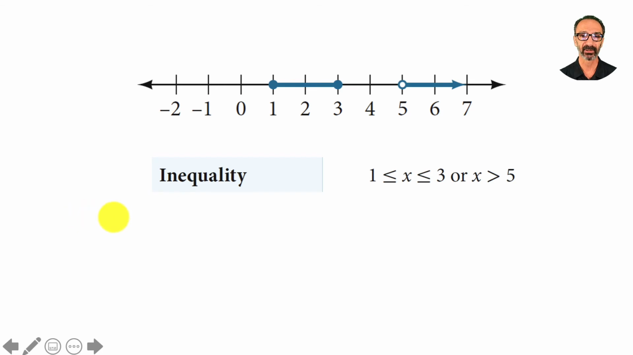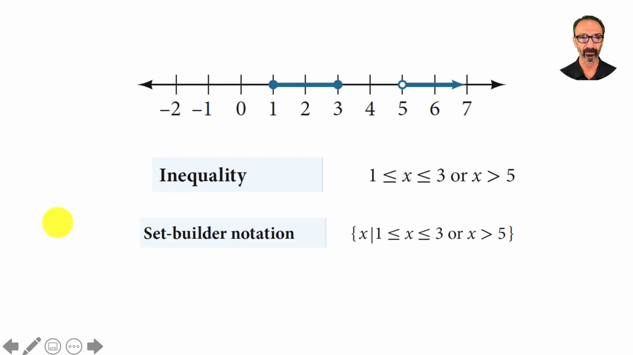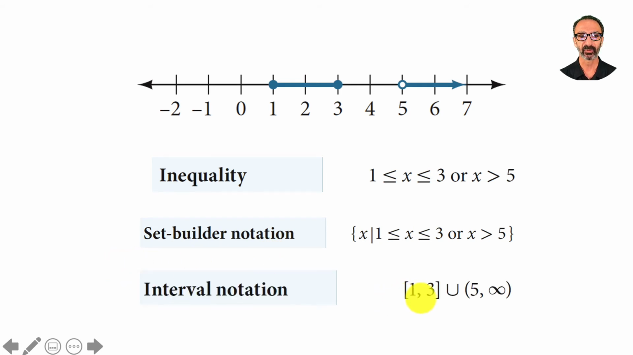As a set builder notation, we say x such that x is greater than, it's the same thing, but we just add those set notations and add x in the front. As an interval notation, we say from 1 to 3, including 1, including 3, union from 5 all the way to infinity, but not including 5. And the graph shows it and says it.